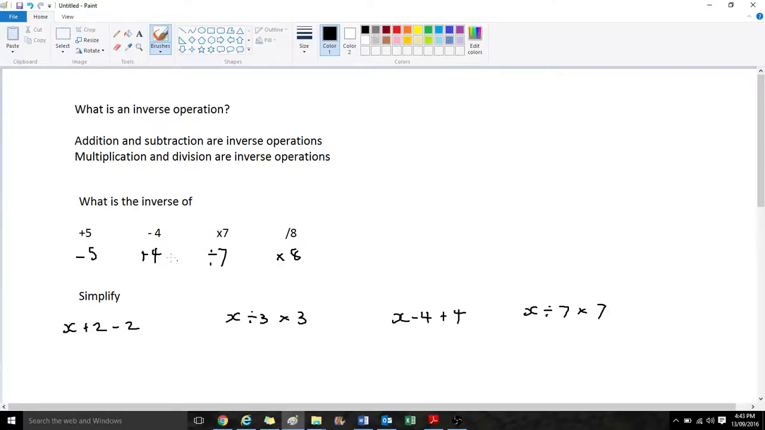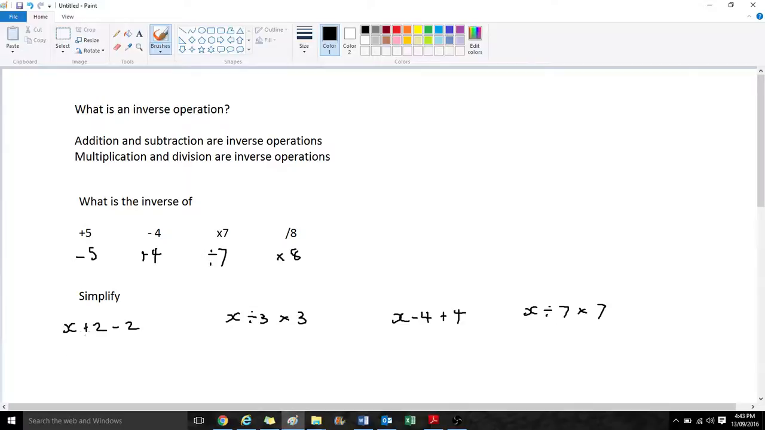Okay, so it's just basically the opposite of the operation. So for addition, it's subtraction. For subtraction, it's addition. For multiplication, it's division. And for division, it's multiplication. So we're just going to simplify these terms. Basically, the inverse operation should cancel out the number that's already there. So this is a process that we're going to learn.